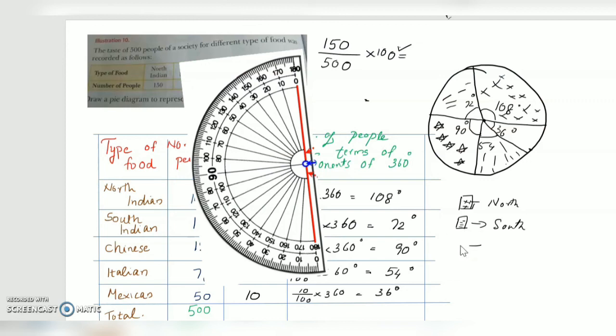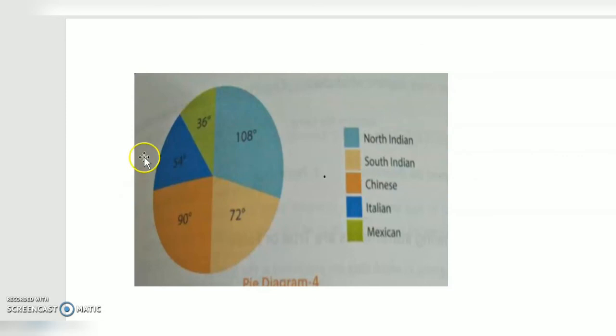Okay, this is this one, which one I gave. Then easily you can make out which design represents which section, which component. Okay, in this way you can draw the pie diagram. So I am showing you the correct measurement here. This is the pie diagram. Okay, pie diagram of the same chart.